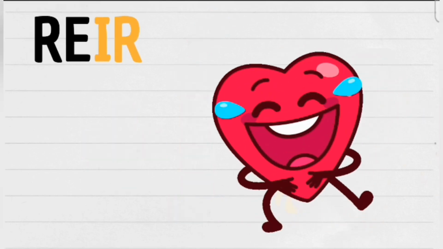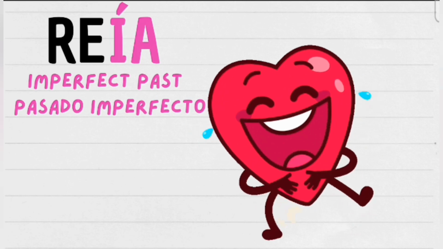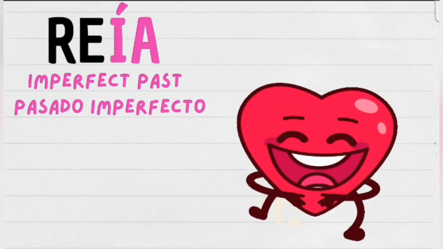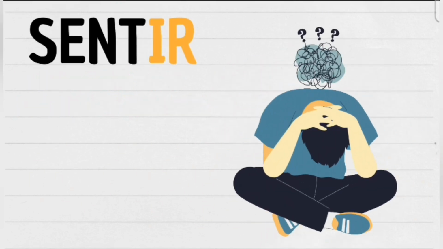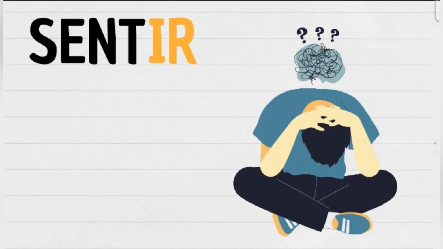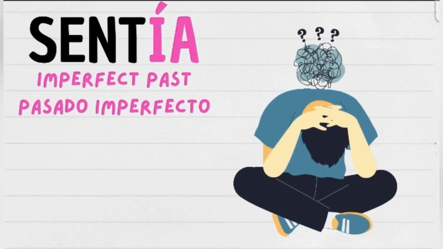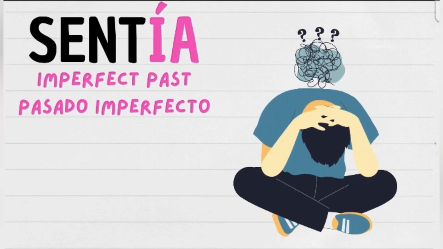So the imperfect past of this verb, reír, in Spanish, would be reía. You have to add letter I with an accent and letter A, reía. And with this verb, to feel, sentir, ending with ir, the imperfect past would be sentía. You have to add again letter I with an accent, A.